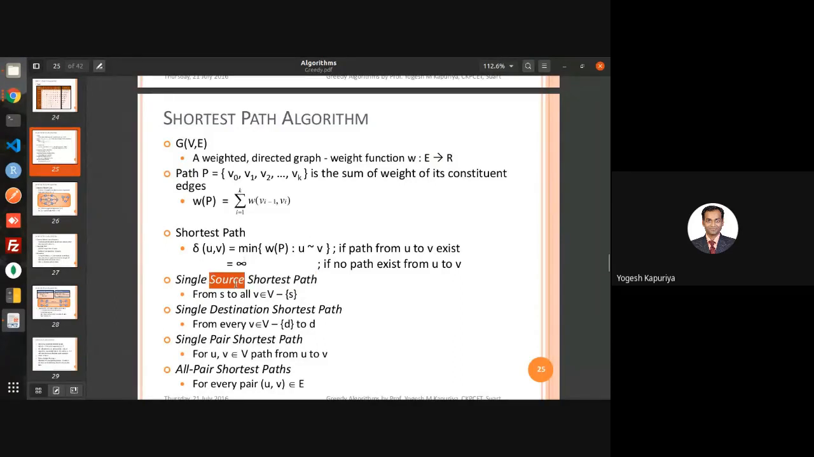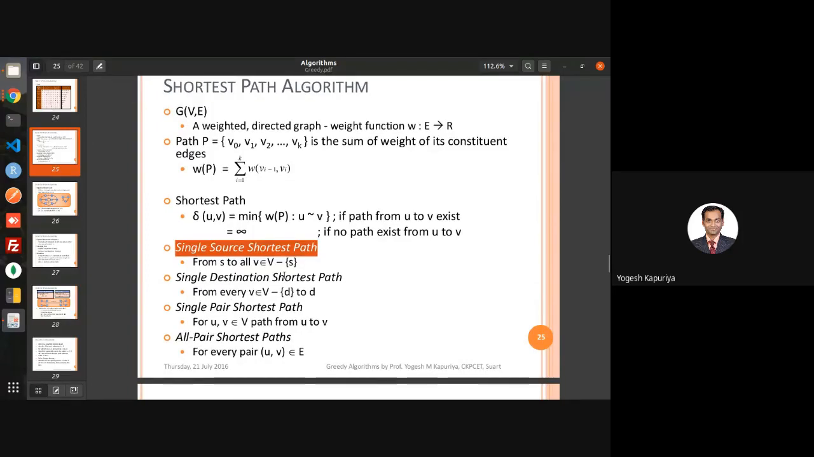Out of the four approaches, what we are interested in, or targeting, is the first approach, in Dijkstra's algorithm. So single source shortest path is the approach which is targeted by Dijkstra, right?